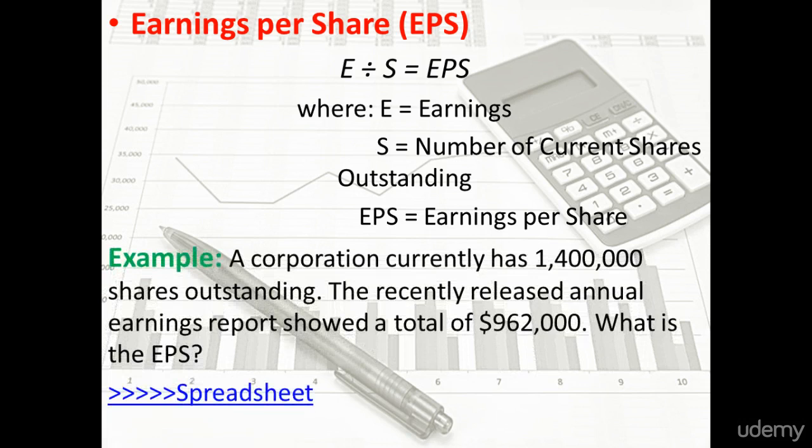A corporation currently has 1,400,000 shares outstanding. The recently released annual earnings report showed a total of $962,000. What is the earnings per share? Let's see it on a spreadsheet.